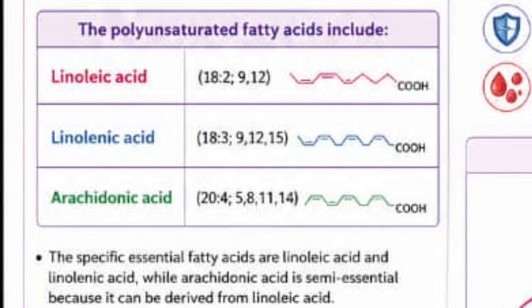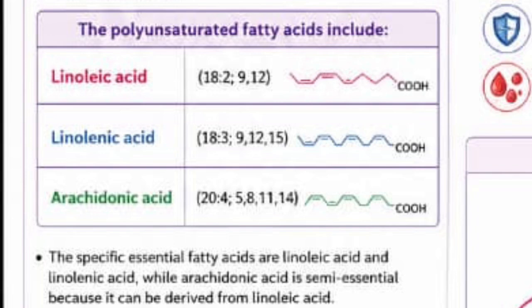Now, one thing you have to understand is that the specific essential fatty acids are linoleic acid and linolenic acid. Arachidonic acid is just semi-essential. It's semi-essential because in children it is essential, while in adults it becomes semi-essential. So arachidonic acid is usually semi-essential, while linoleic acid and linolenic acid are essential.